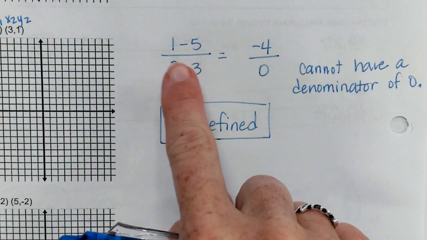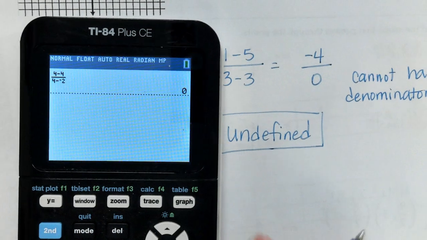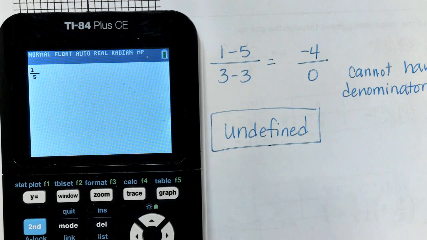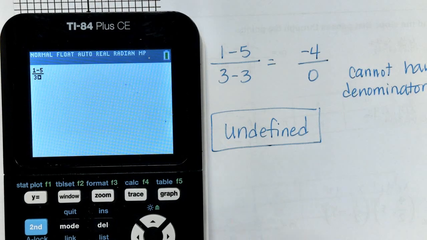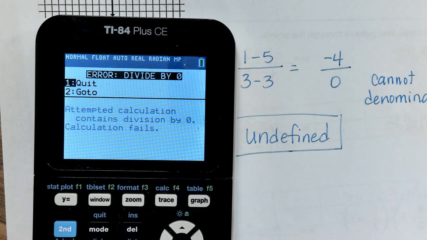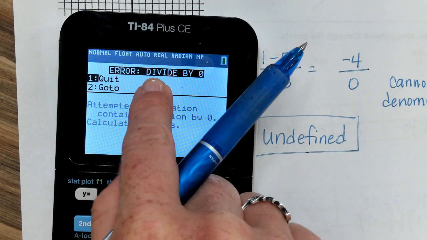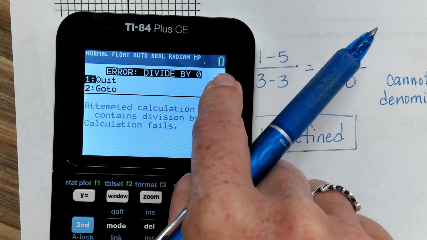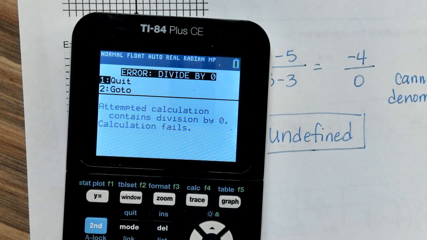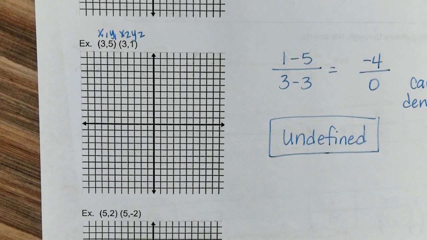If you type this in your calculator, everybody go type it in, alpha y equals. What does your calculator tell you? There is an error, and it says divide by 0. You cannot divide by 0. The calculator will not tell you it's undefined. It's just going to say, I can't do this. You have to know that the answer is undefined.